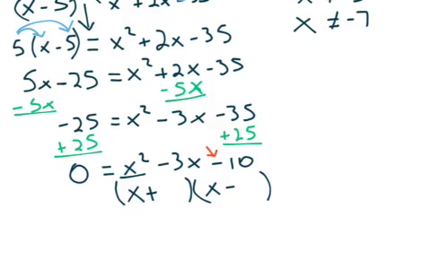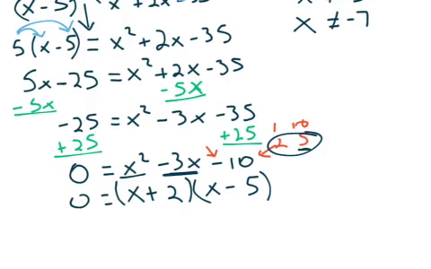Now I'm going to look at factors of 10. 1 and 10, 2 and 5. I need factors that will subtract, because I've got two different signs, to give me a negative 3. That's going to be the 2 and the 5. Since the 3 is negative, I'm going to put the 5 with the negative sign, the 2 with the positive sign. And I have factored my quadratic.